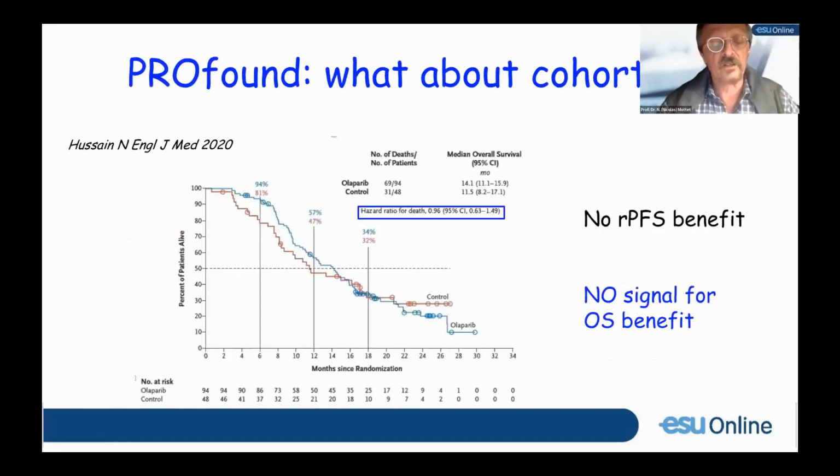It doesn't work, at least it doesn't seem to work that well, for those men from cohort B. As a cohort B, radiographic progression-free survival, absolutely no difference. Overall survival, no difference at all.